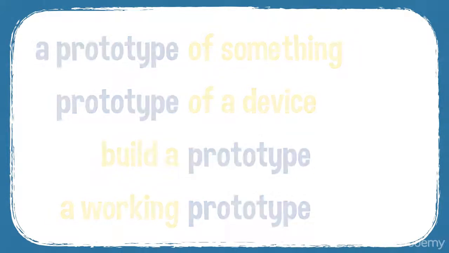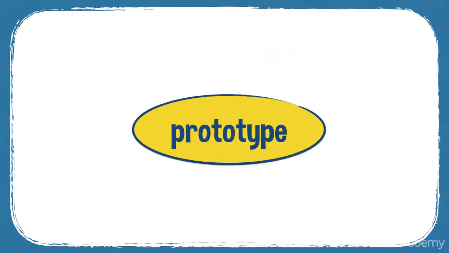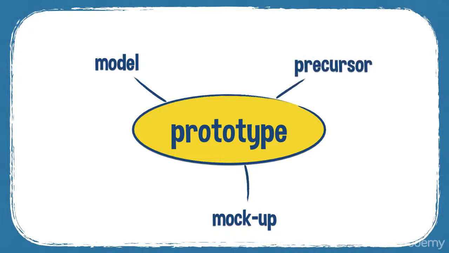It worked. It wasn't just a model. It does something. So model is sometimes a synonym of prototype, but a model doesn't necessarily work. It just might look like the finished product. A mock-up, possibly precursor, a precursor of a finished product.